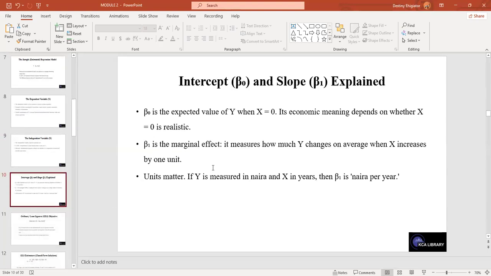Then let's look at the intercept B0 and the slope B1. B0 is the expected value of Y when X is 0. Its economic meaning depends on whether X equal to 0 is realistic. B1 is the marginal effect. It measures how much Y changes on average when X increases by one unit. The unit matters. If Y is measured in naira and X in years, B1 is naira per year. That is the marginal effect.